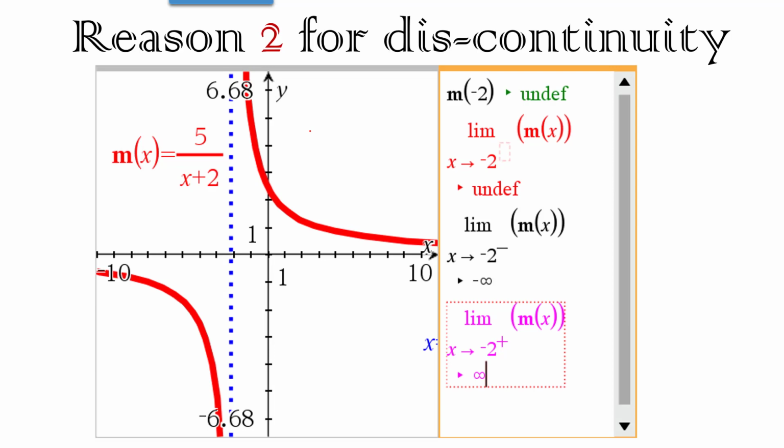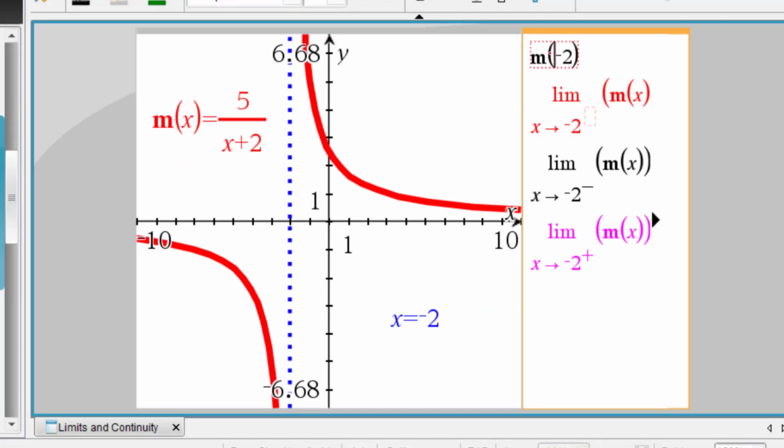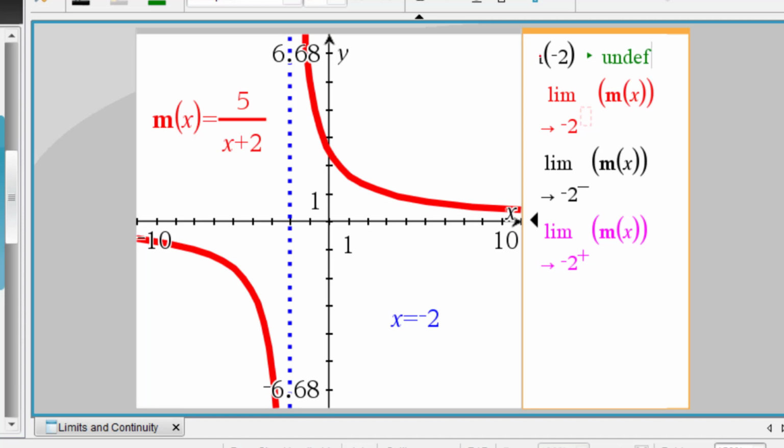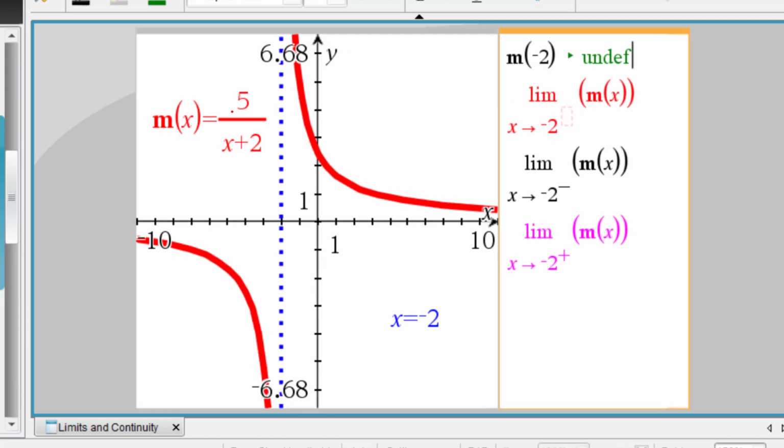So just putting it on my calculator screen here. When I put the function value as negative 2, it's undefined. The limit at negative 2 is undefined. The limit at negative 2 from the left hand side is approaching negative infinity, and likewise the limit from the right hand side when it's approaching negative 2 is approaching positive infinity. So that's the second reason for discontinuity. So when I'm back on my calculator screen, that obviously is not defined. When I put m, sorry, the function name is m, that's undefined.